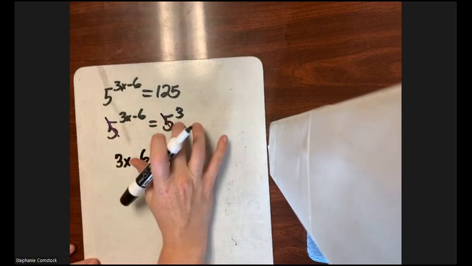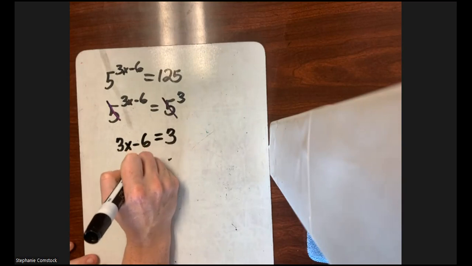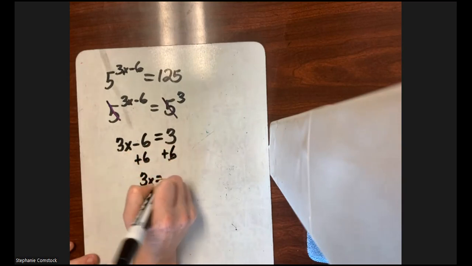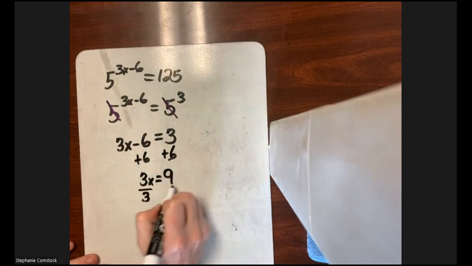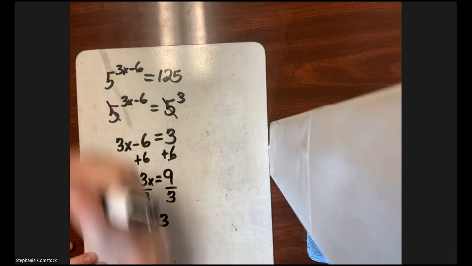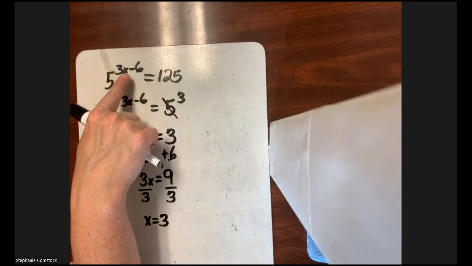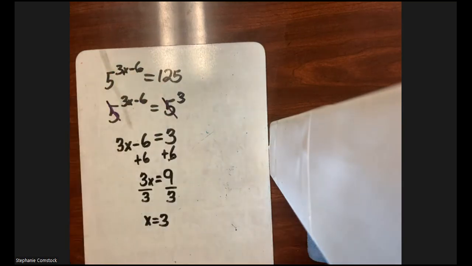I'm pulling the power here and the power there. Now this is just the traditional solve. I'm going to move my 6, so I've got 3x equals 9. I'll divide by 3, and I've got x equals 3. Again, we can check this back in. 3 times 3 is 9, minus 6 is 3. 5 cubed is 125. So that does process through.